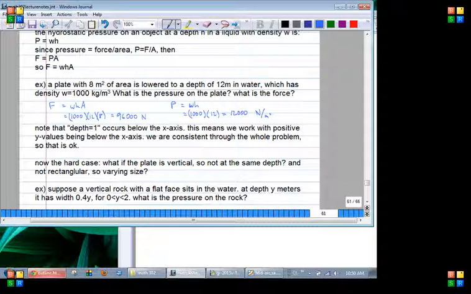So, what's going on here? How do we understand this? Pressures change. So you go from 0 to 2. So different parts of the rock are sitting at different depths. And as we know, that means there's going to be different amounts of pressure at different parts of the rock. So if the pressure is changing, what are we going to do? Add all those up. Exactly.